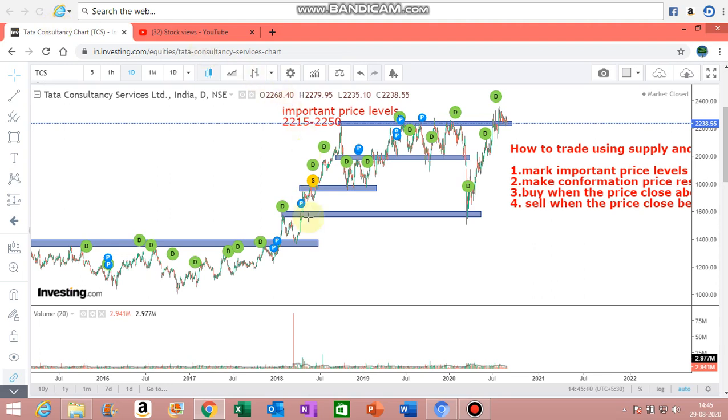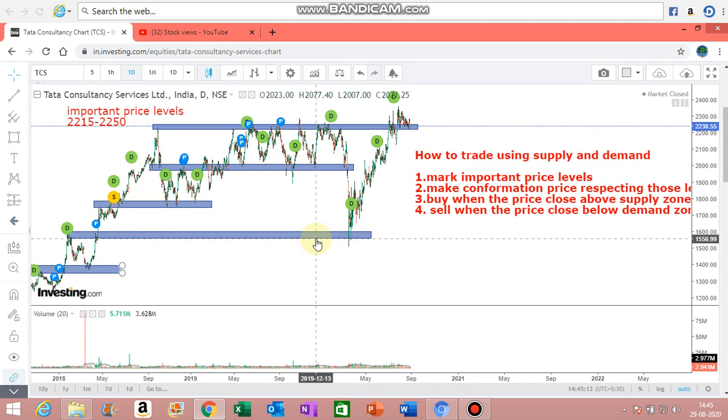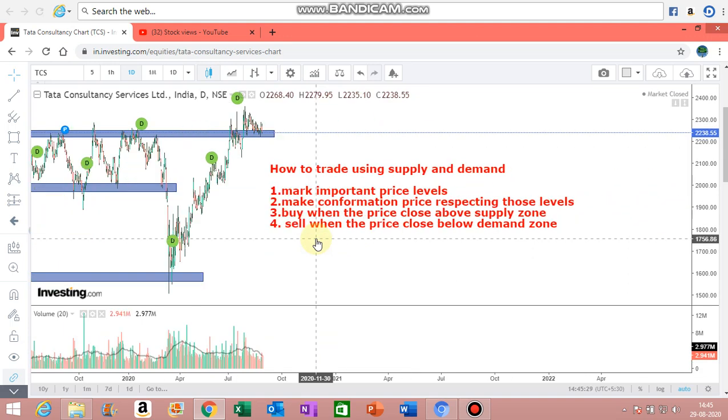Firstly, I will tell what are the steps to be followed. You should mark the important price levels. I will explain how to mark the important price level. Then second point is make confirmation of price respecting those levels. You should make confirmation that the particular level you have marked, the price has to respect those levels.